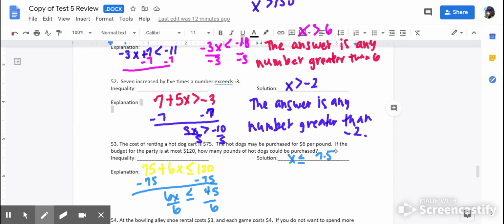Now you have to be careful here. If they let you buy a half pound of hot dogs, then this will work. If they do not, then you need to round down, because if I round up to 8 pounds of hot dogs, I'm not going to have enough money to pay for it. So just know the context of if they're willing to sell half pounds or not. So when I'm writing this, you can purchase 7.5 pounds or less of hot dogs.